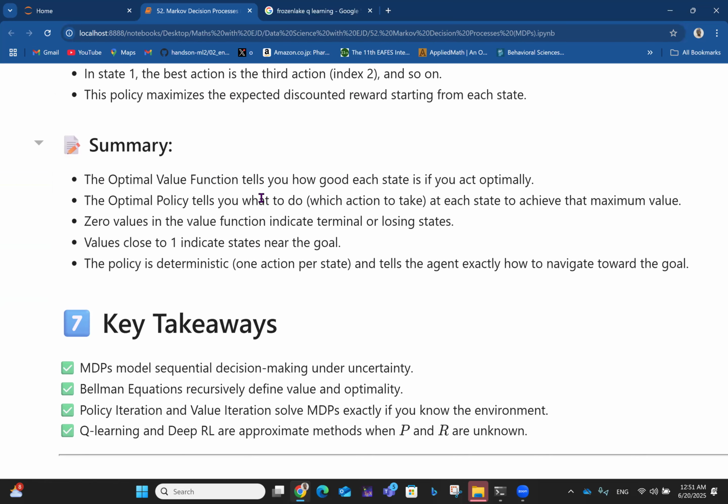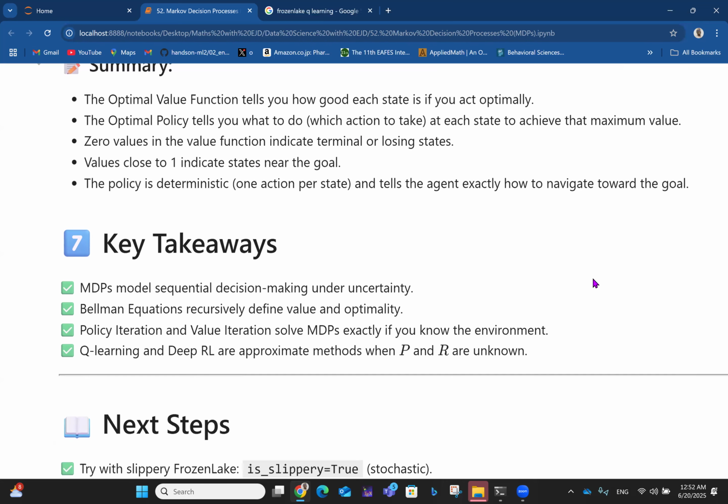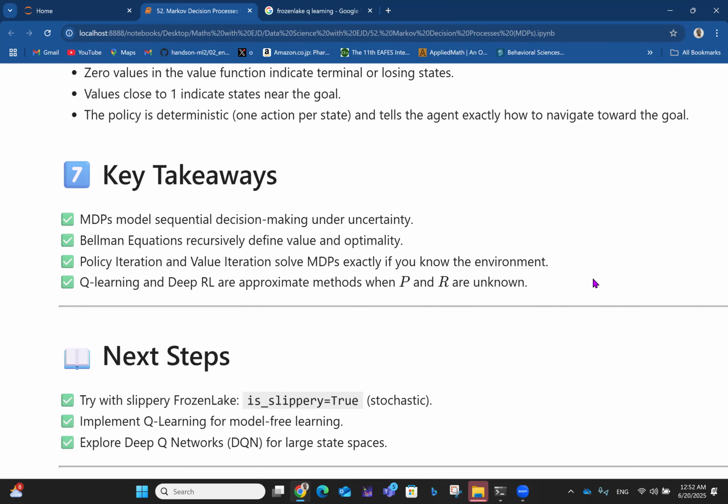Again, the optimal value function tells you how good each state is if you act optimally. The optimal policy tells you which action to take at each state to achieve the maximum value. Zero values in the value function indicate terminal or losing states. Values close to 1 indicate states near the goal. Then the policy is deterministic, one action per state, and tells the agent exactly how to navigate toward the goal. Of course, that won't always be the case, because most things in life are not deterministic. They're actually stochastic. They have some level of chance attached to them.